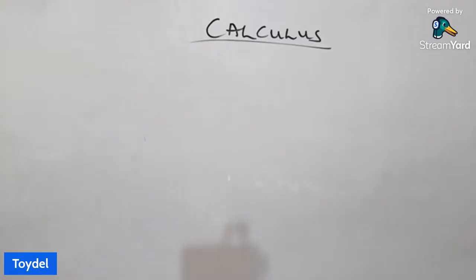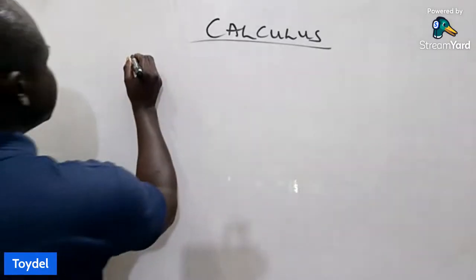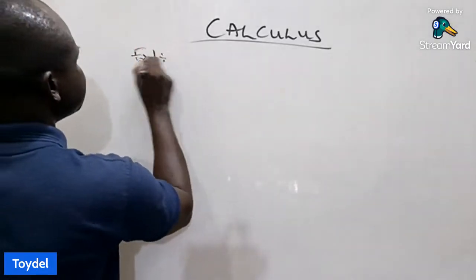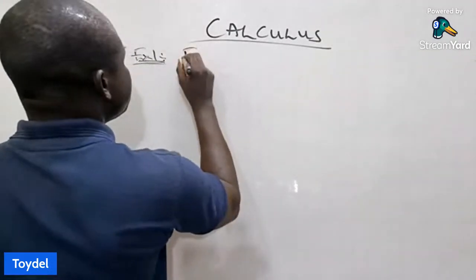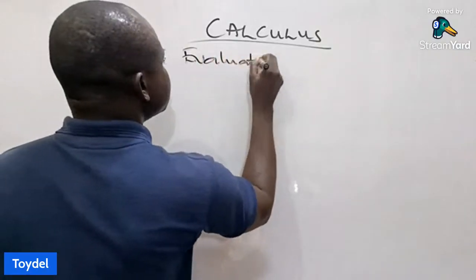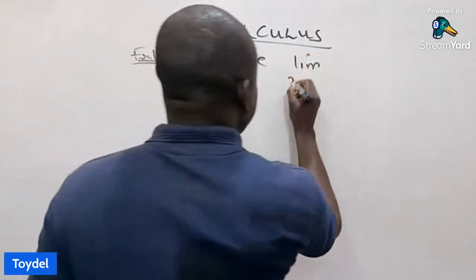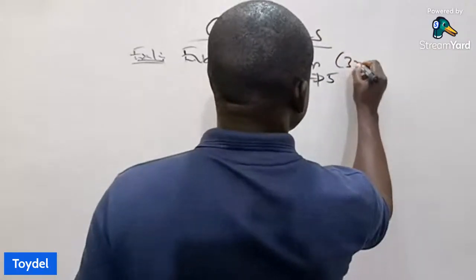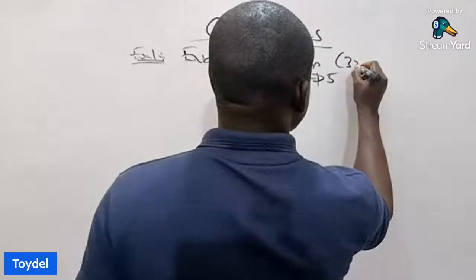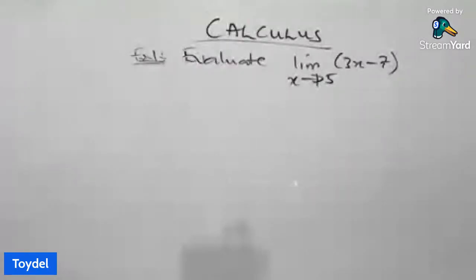Okay. So the first thing that we're going to talk about is example 1. Let's start with the first one. It is when we have to find the limit of a function. For instance, you can be asked to evaluate the limit as x tends to 5 of 3x minus 7. Let's look at this problem. If you have to evaluate this limit, what are we expected to do here?